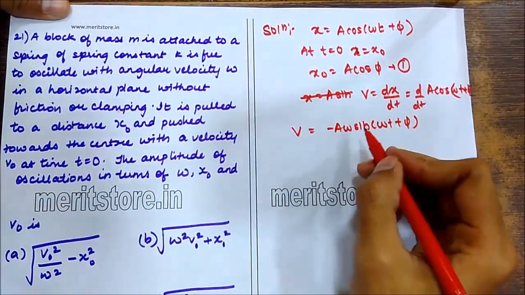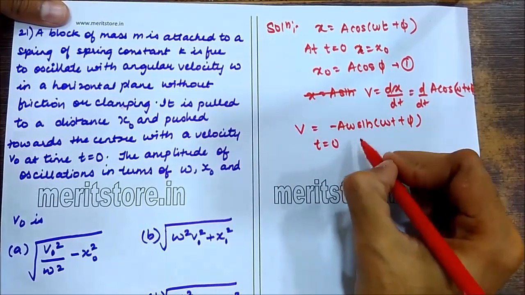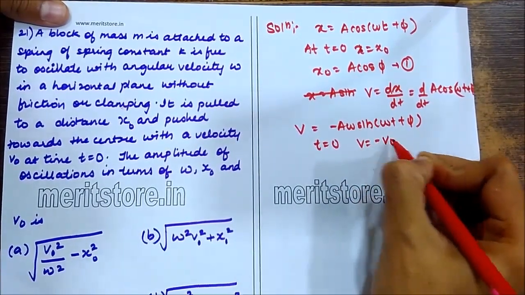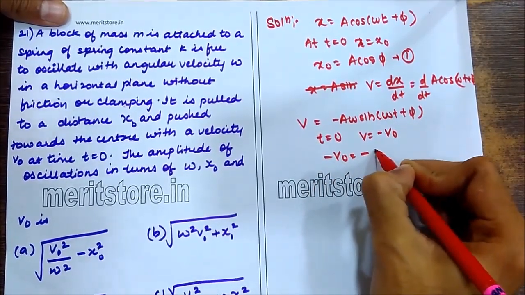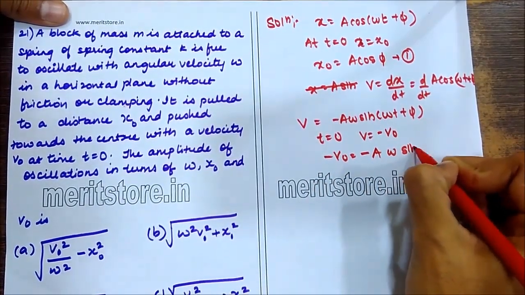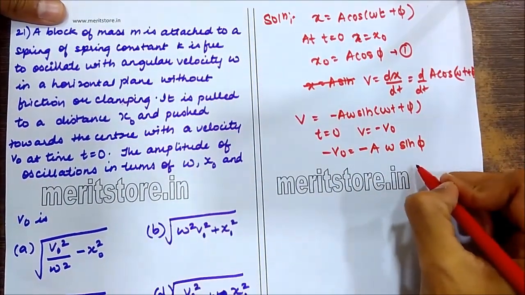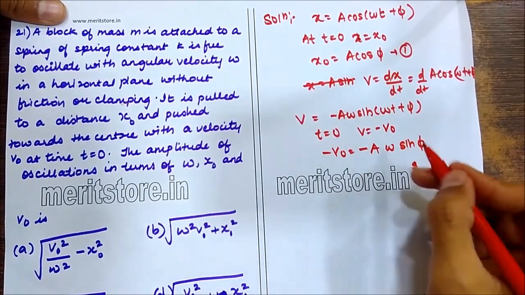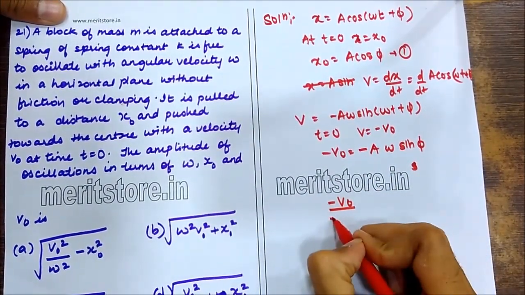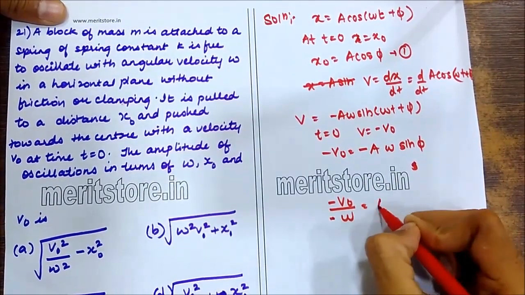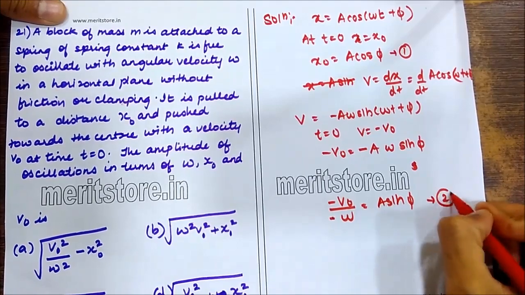So at time t equals 0, we have velocity v equals minus v naught. So again we have minus v naught equals minus a omega sin psi. Taking the ratio, that becomes minus v naught upon minus omega equals a sin psi. So this is your equation number 2.